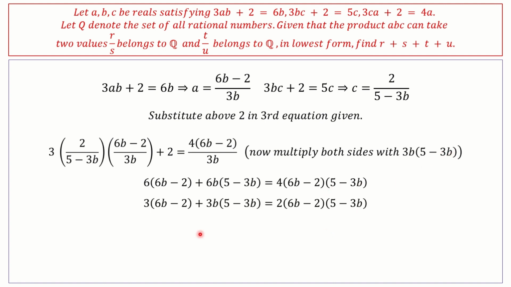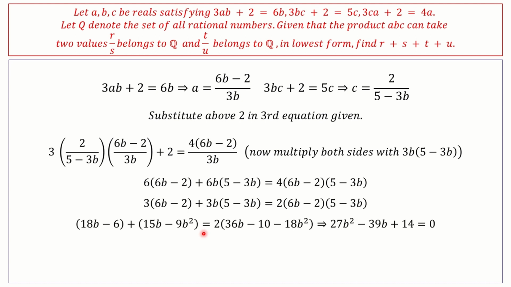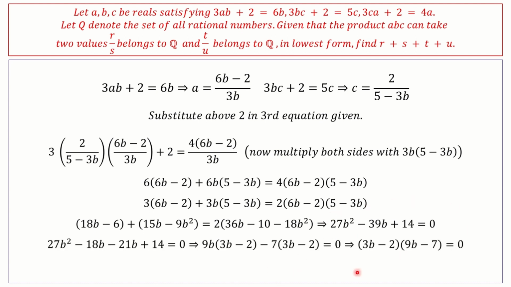You simplify this. What you will get is 27b square minus 39b plus 14 equal to 0. Now we know that this is a quadratic equation, so you can factorize or directly find from the equation the values: b equal to 2 by 3 or 7 by 9. These are the two values you will get. Once you get this, for each value of b you find a and c. A and c are in terms of b already.